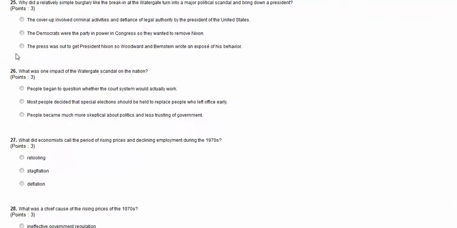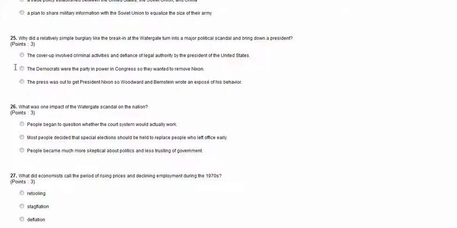Number 25, why did a relatively simple burglary like the break-in at the Watergate turn into a major political scandal and bring down a president? The cover-up involved criminal activities and defiance of legal authority by the President of the United States. The Democrats were the party in power in Congress, so they wanted to remove Nixon. The press was out to get President Nixon, so Woodward and Bernstein wrote an exposé of his behavior.